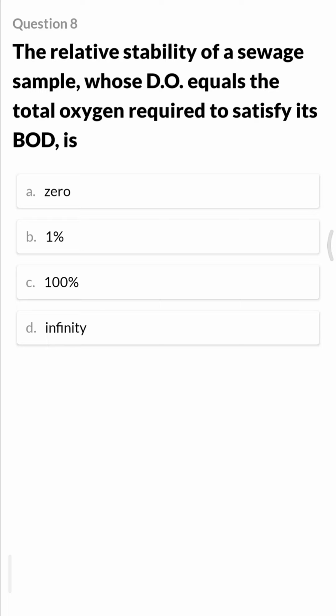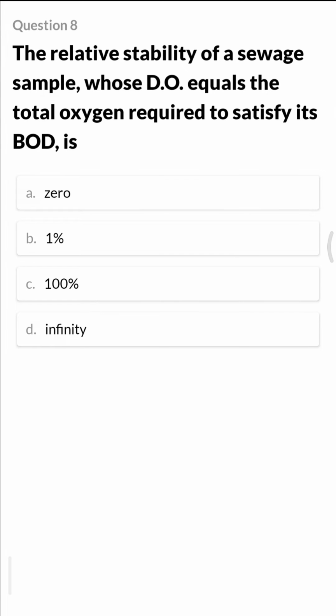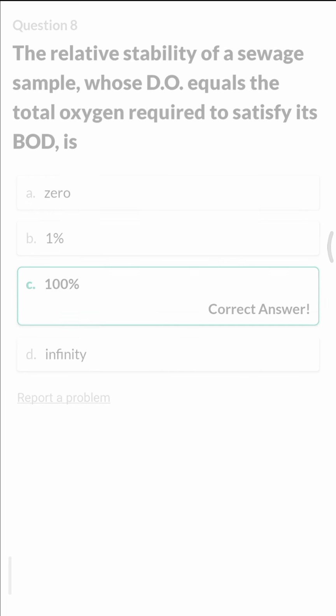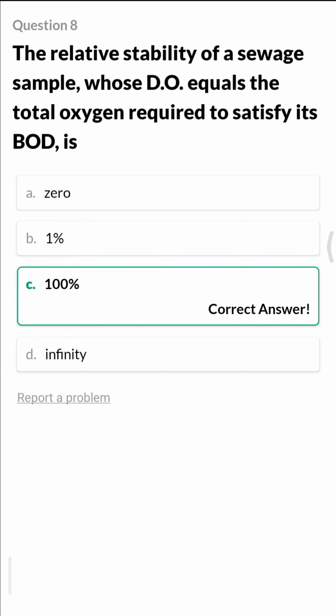So next question, the relative stability of the sewage sample which holds DO, that is dissolved oxygen, equal to the total oxygen required to satisfy the BOD is: option A 0, option B 1%, option C 100%, option D infinity. So the correct answer is option C, 100%.